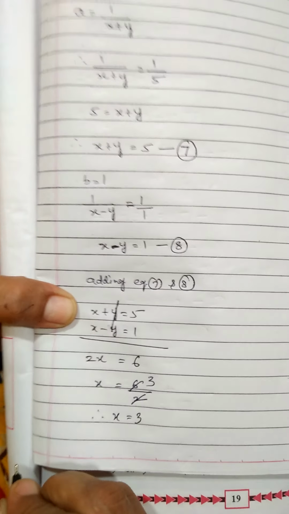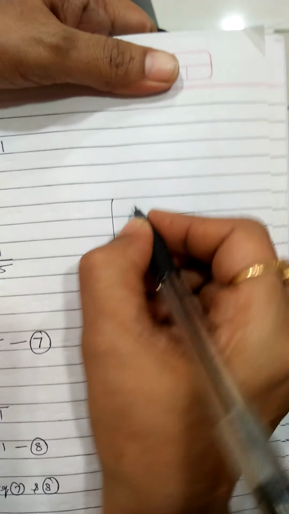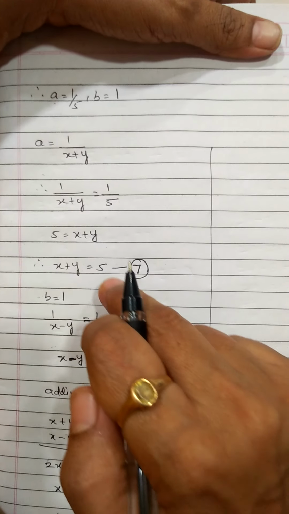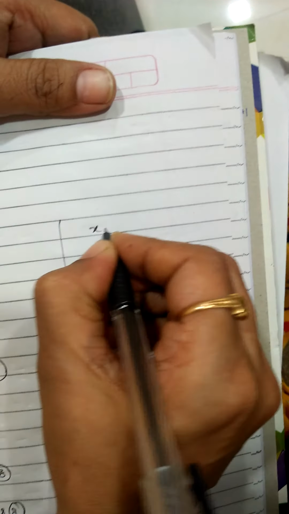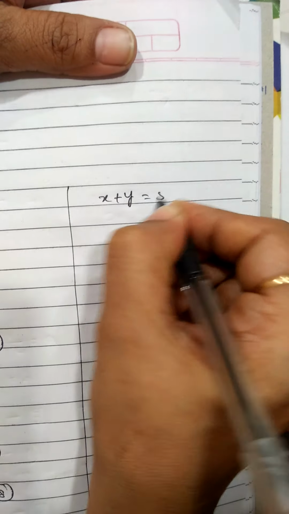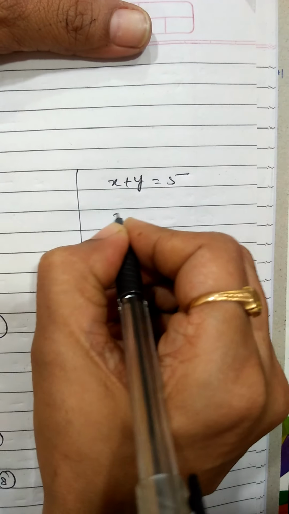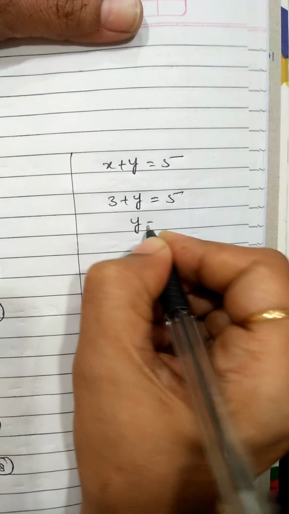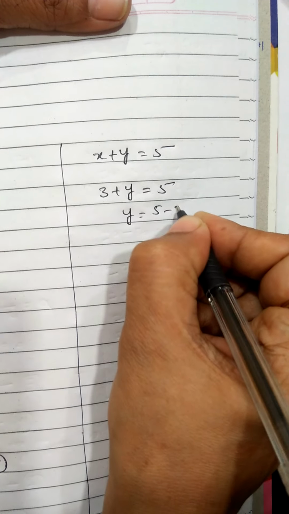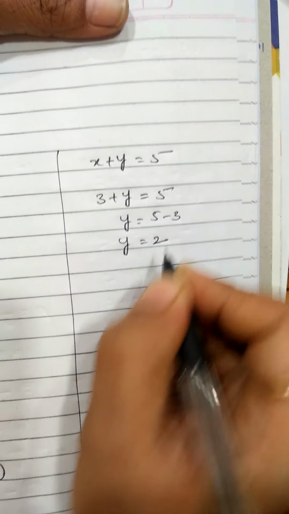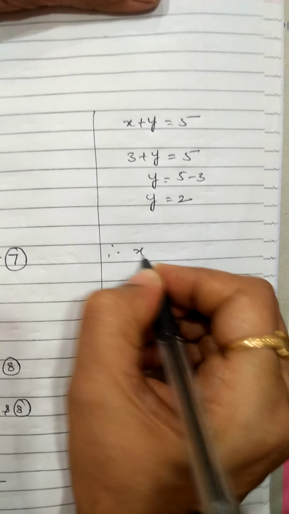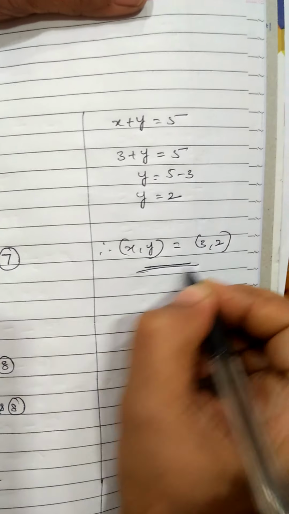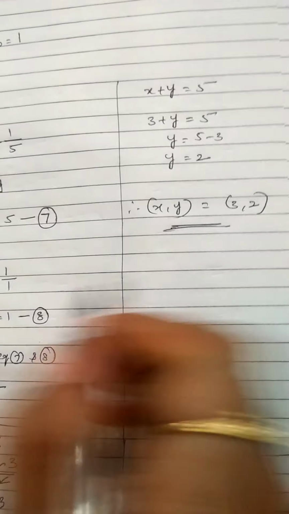Now where will we substitute this? We are substituting x is equal to 3 in equation number 7. What is equation 7? X plus y is equal to 5. Wherever x is there, I am writing 3. Therefore 3 plus y is equal to 5. When 3 goes to the other side, it becomes minus 3, therefore y is equal to 2. Like this we got x comma y is equal to 3 comma 2. So this is a very lengthy process.